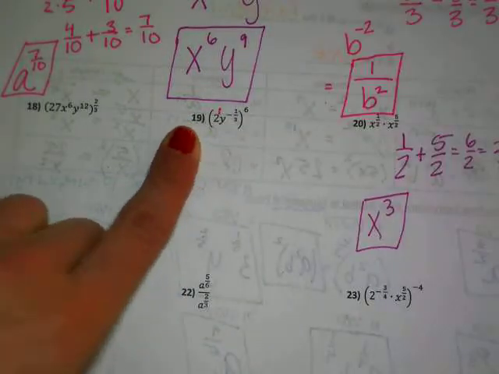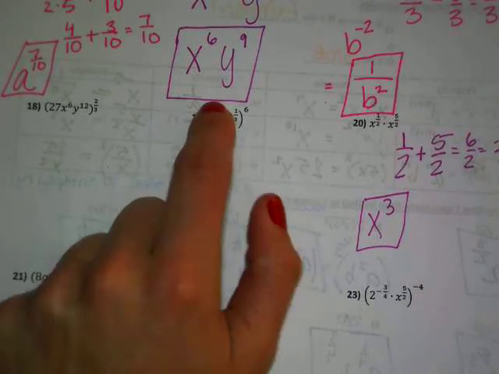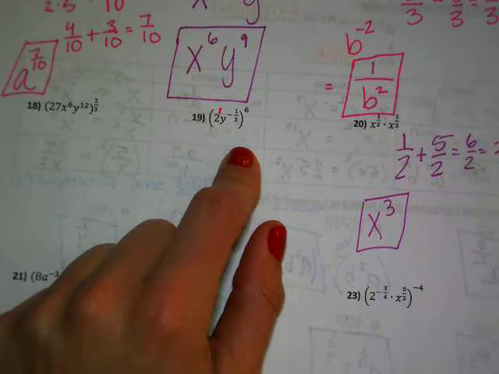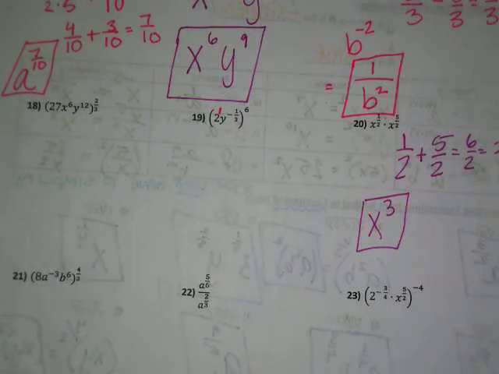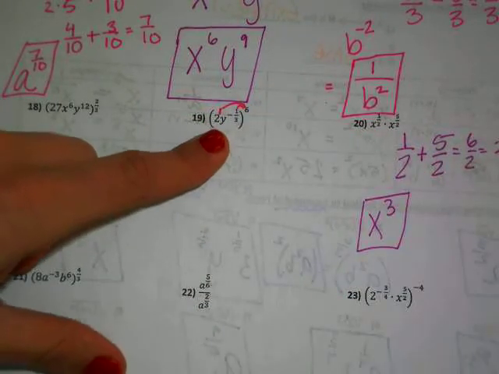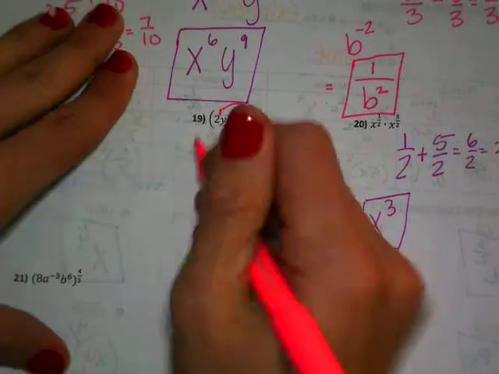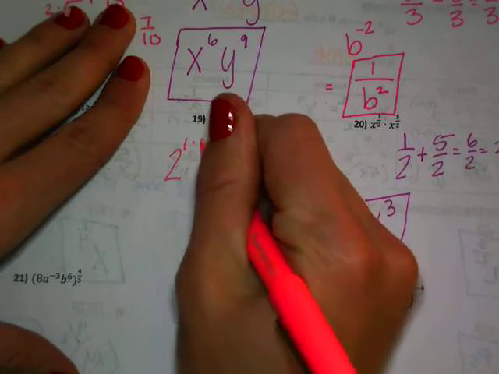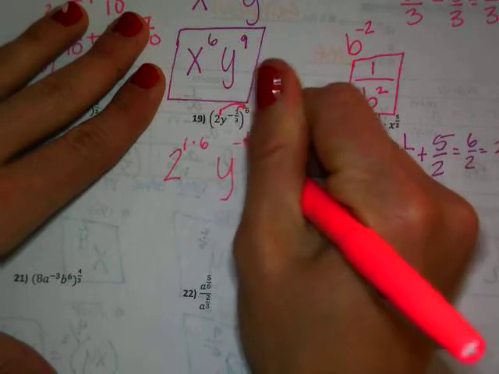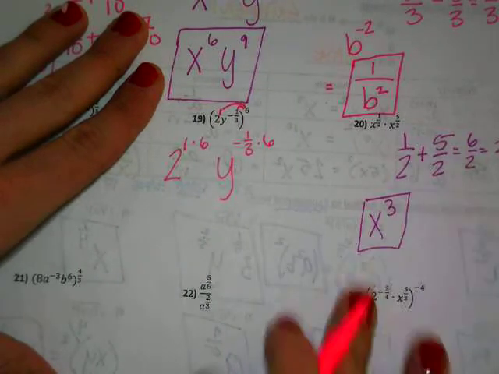So the 2 has an exponent of 1. The y has an exponent of negative 1/3. Does that make sense? Because we're doing stuff to the exponents. We aren't doing anything to the bases. So this 6 is going to multiply by the 1 and the negative 1/3. So we have 2 to the 1 times 6, and y to the negative 1/3 times 6.